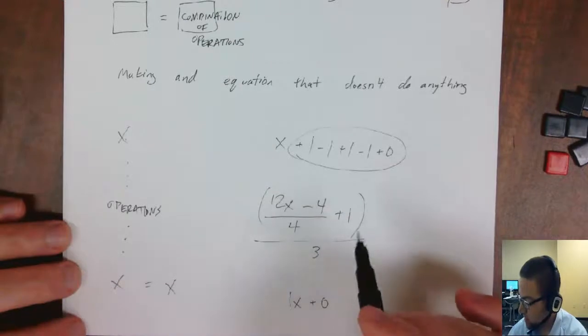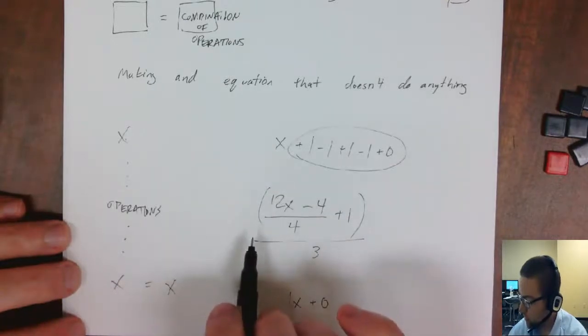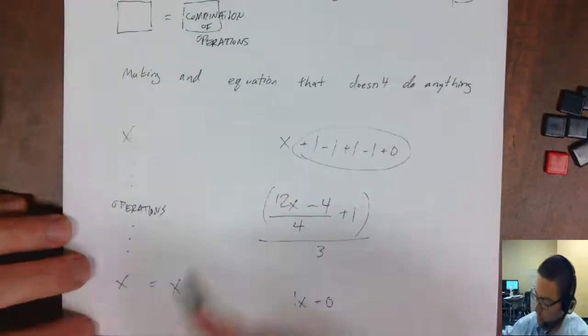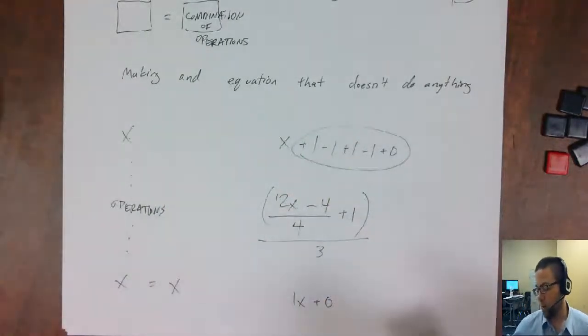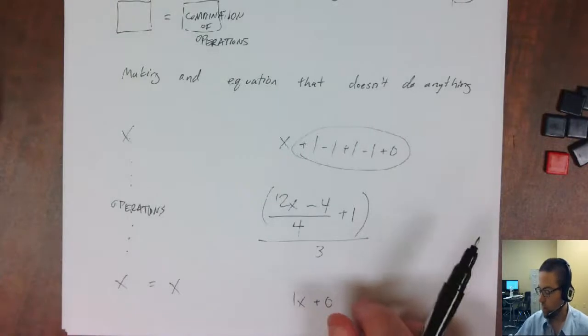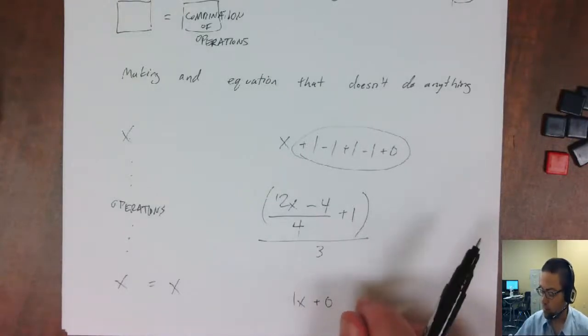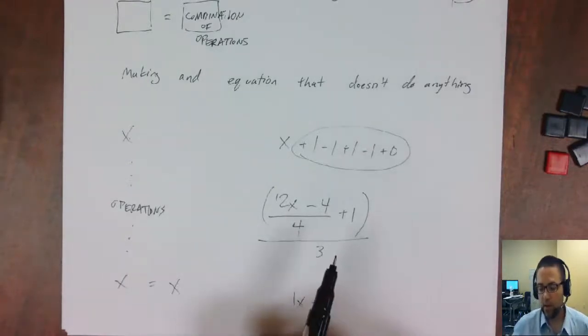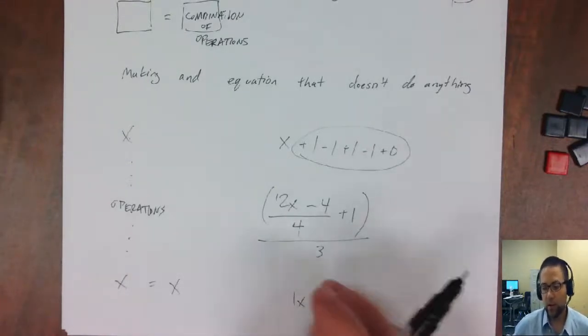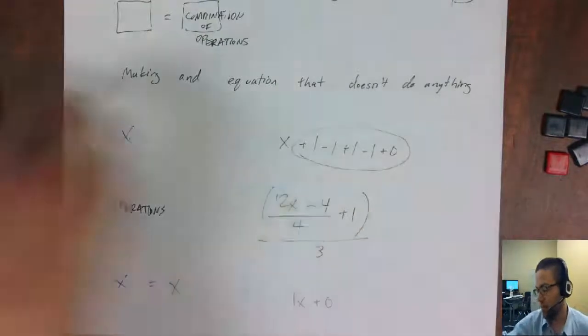So that's a way you can make one that would not do anything, and you get back your original number. You have somebody give me a number, multiply it by 12, subtract 4, now divide that number by 4, add 1 to it, and divide it by 3. And you say, what number did you get? Is that your original number? And then they're like, wow, how did you come up with that?